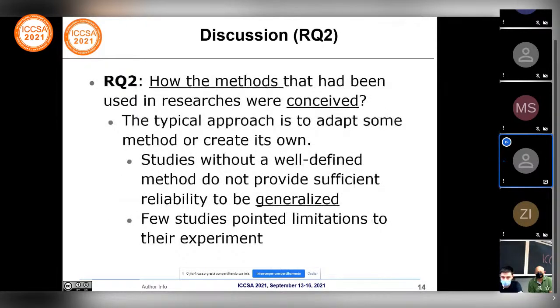Research question 2 was interested in how the evaluation methods were created. The typical approach is to adapt some method or create its own. So this lack of use of a well-defined method creates barriers to generalize the evaluation process.